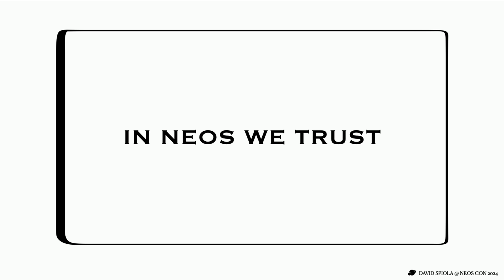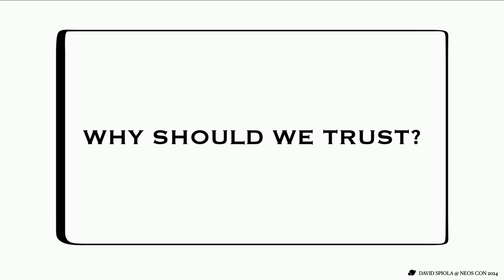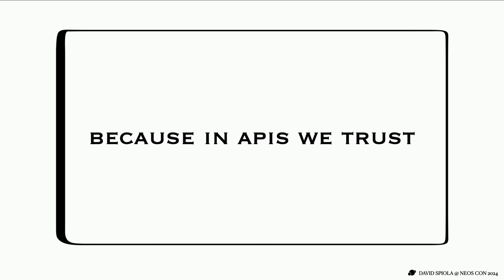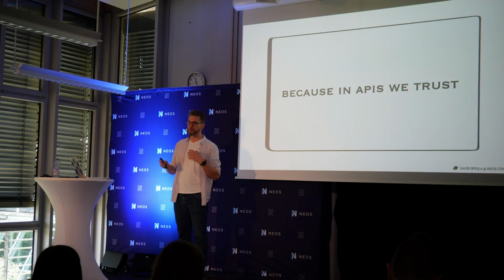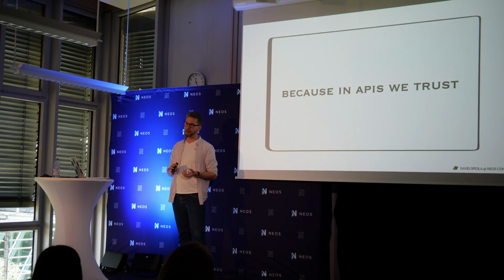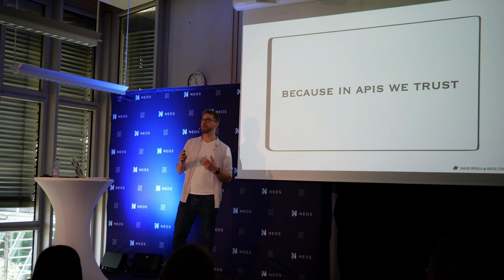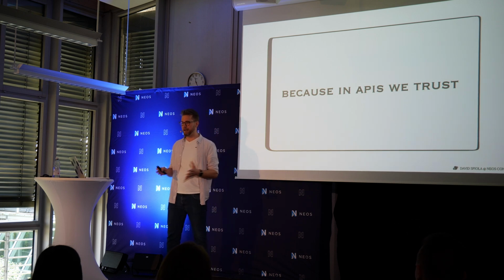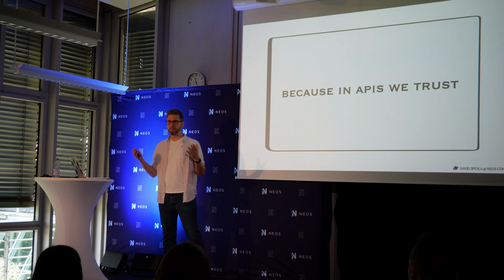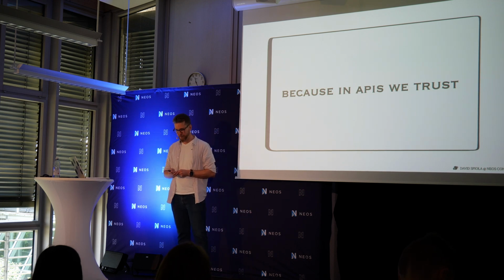In Neos, we trust, as a building block at least, when we build websites. And the question is, why should we trust? I would argue because we trust in APIs. This is the only thing that really matters: how your blocks communicate with each other, and not how you name them or whatever. It's really about the connectivity of functionality. Sometimes you want to have things together, sometimes you need to have them apart. And this is basically what APIs are doing for you.